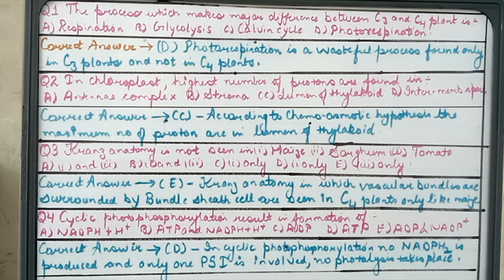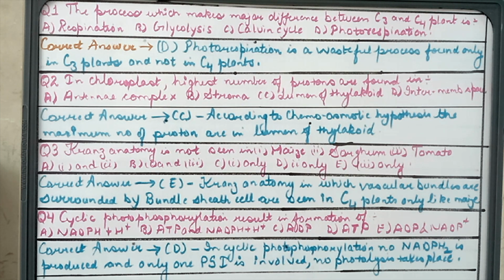In photorespiration, rubisco combines with oxygen instead of carbon dioxide, leading to formation of phosphoglycolate. Now let us discuss second question. In chloroplast, highest number of protons are found in antenna complex, stroma, lumen of thylakoid, or intermembrane space. The answer is lumen of thylakoid.